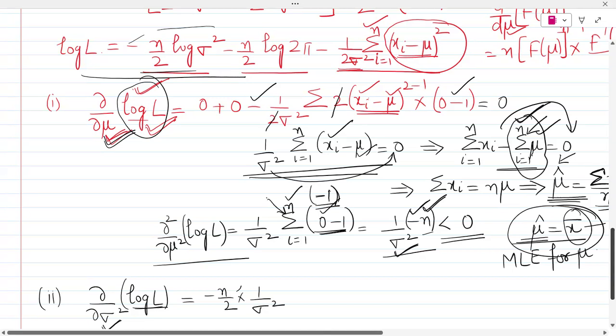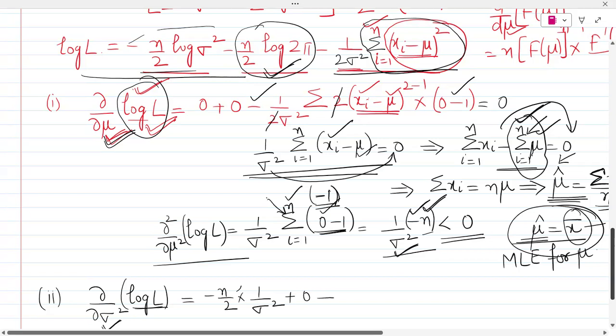And what is the derivative of the second term? It is totally constant with respect to sigma square, so its derivative will be 0. In the third term, if you look carefully, this summation term is again constant with respect to sigma square, and here we have 2 sigma square. So what is the derivative of this?